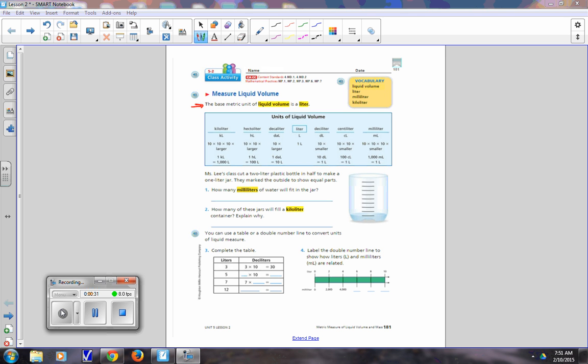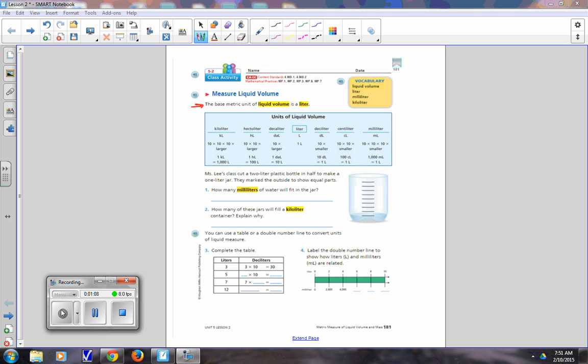It's at the same basis as our meters, where a deciliter is 10 units smaller than a liter. A centiliter is 100 units smaller than a liter. A milliliter is 1,000 units smaller than a liter. And then you work your way to the left and you get larger. A decaliter is 10 liters. A hectoliter is 100 liters.